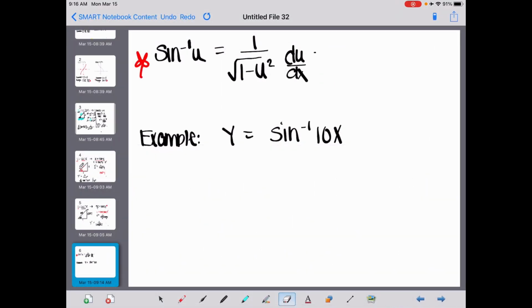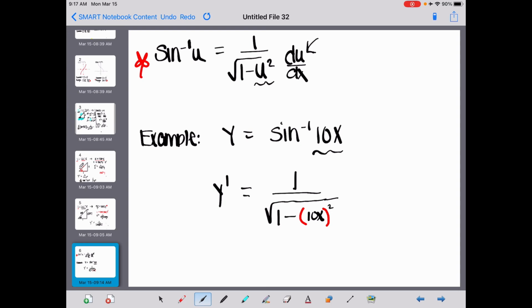Alrighty, so the first rule we're going to apply is the sine inverse rule. The first example is y equals sine inverse of 10x. Using that formula, we're going to plug 10x in for u and attach the derivative of u. So in this case, y prime equals 1 over the square root of 1 minus (10x) squared, make sure you put that in parentheses, times the derivative of 10x, which is 10. If we simplify that, that's 1 over 1 minus 100x squared.